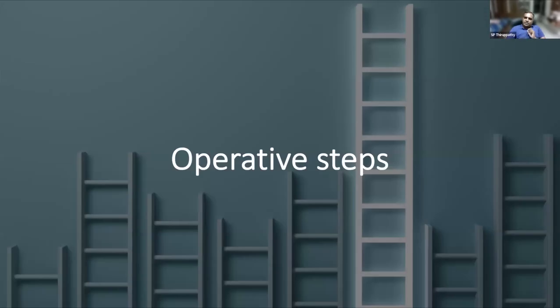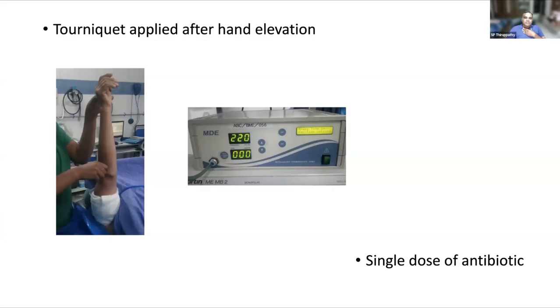So the operative steps, I go one by one, and finally we go to the video of this. The tourniquet is applied after hand elevation. That's very important. I usually keep around 220, and a single dose of antibiotic is given at induction, just before the tourniquet. People often do not apply the tourniquet after hand elevation, and that causes a lot of problems. You should be very, very careful: the tourniquet should be applied after elevating the hand.